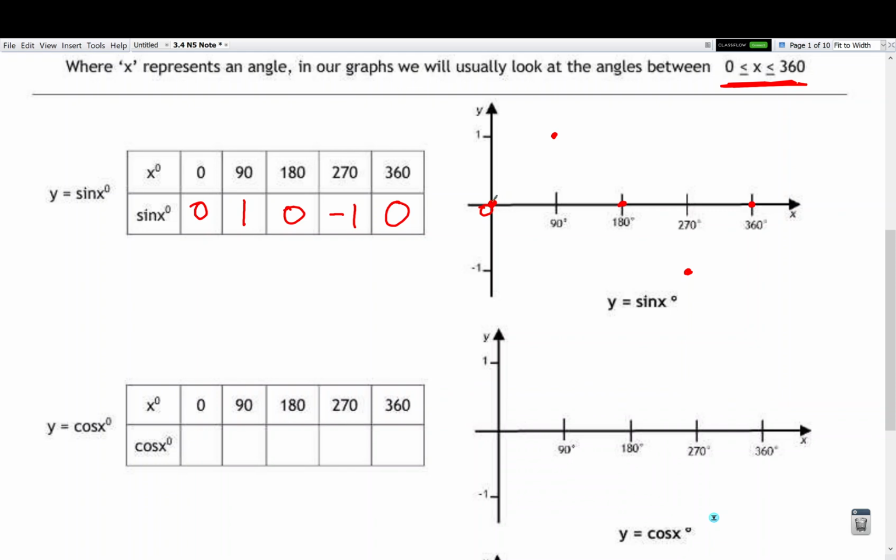So when we're actually drawing this, we're going to start at 0, we're going to go up, basically kind of like a parabola. It's going to have its maximum at 1 and then start making its way back down to 180. It's going to come down and then curve at -1 and come back up. So it should be a bit of a wave and look a bit like an S. That is your graph of y equals sine x.